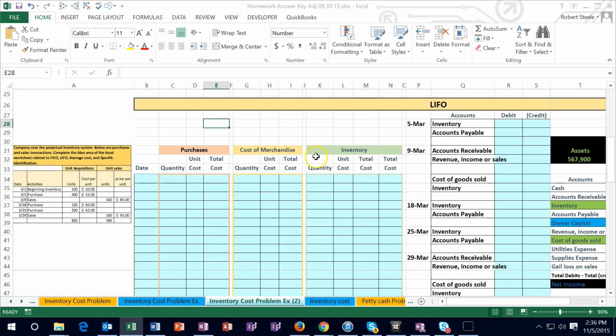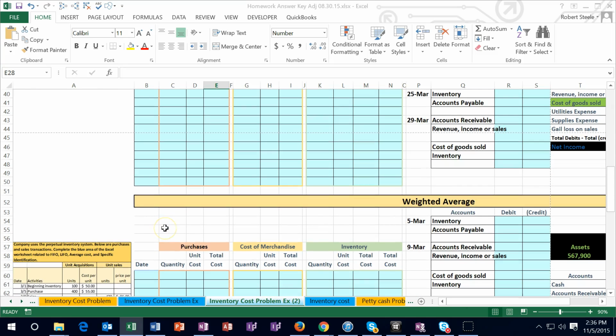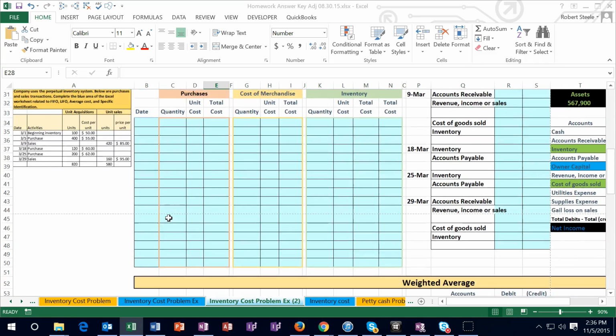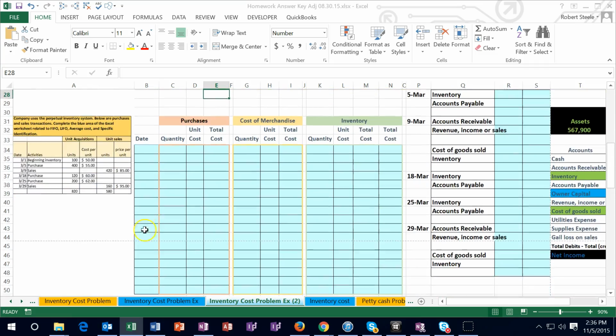two methods. We will then move on to the weighted average method, which is generally a method that will result in answers that will be somewhere in between these two extreme methods, and then the specific cost method to contrast it with the specific cost method as well.